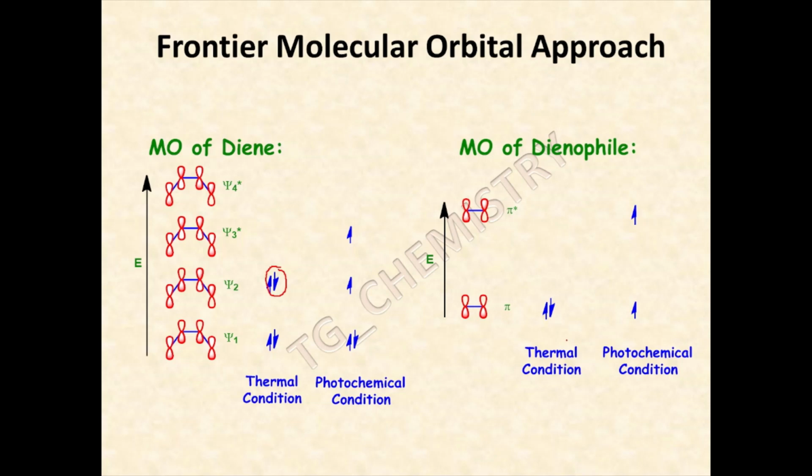In the case of the dienophile, the 2 pi electrons are in the pi orbital, the HOMO, as you can see over here. Whereas under photochemical reaction conditions, they can move up to the LUMO, the pi star orbital. So this is the electronic configuration of the dienophile during photochemical reactions. These are very important to understand, because when you are considering thermal or photochemical conditions, you need to keep in mind the electronic distribution in the MOs of the diene and the dienophile. That can help you to predict the products.